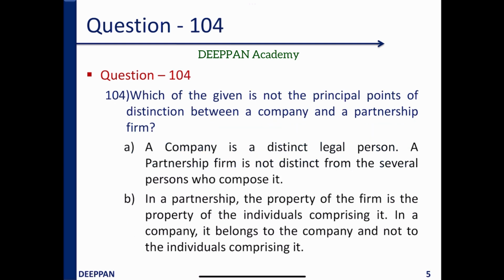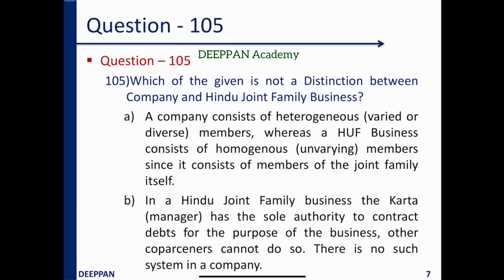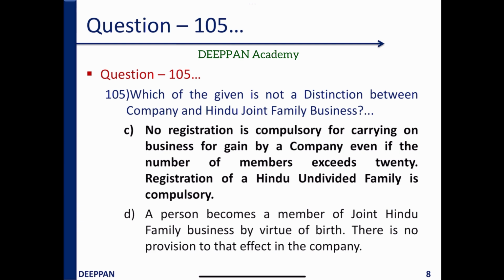Which of the given is not the principal points of distinction between a company and a partnership firm? A partner can transfer his shares and make the transferee a member of the firm without the consent of the other partners, whereas a company's share cannot ordinarily be transferred. Which of the given is not a distinction between company and Hindu joint family? No registration is compulsory for carrying on business for gain by a company even if the number of members exceeds 20. Registration of a Hindu undivided family is compulsory.